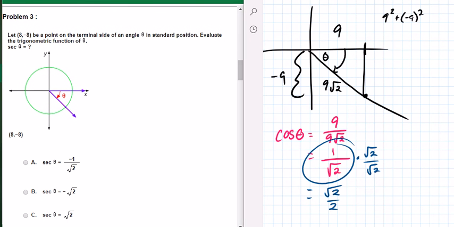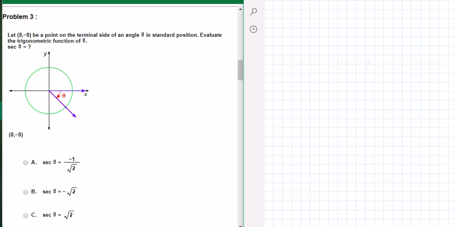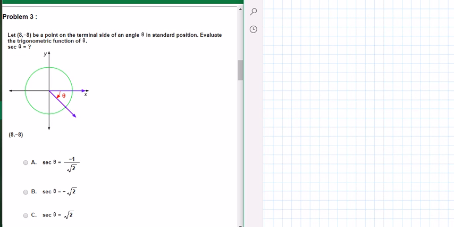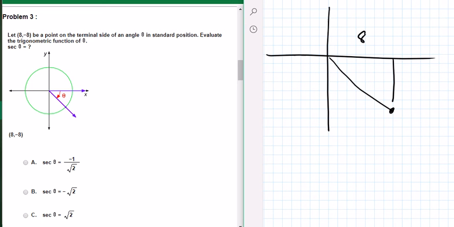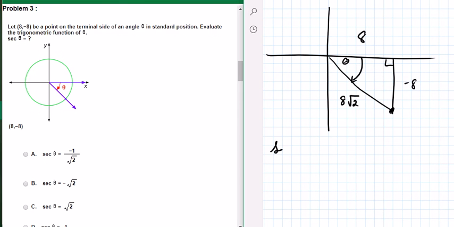In problem 3, it's going to be the same process, however they're asking for the secant. So I've got (8, -8). This side of my triangle is 8, this side's negative 8, with the right angle here, and here's theta. Here they're looking for the secant, so you go through the process of finding your hypotenuse using the Pythagorean theorem again, and you should get 8 radical 2, and they want the secant.